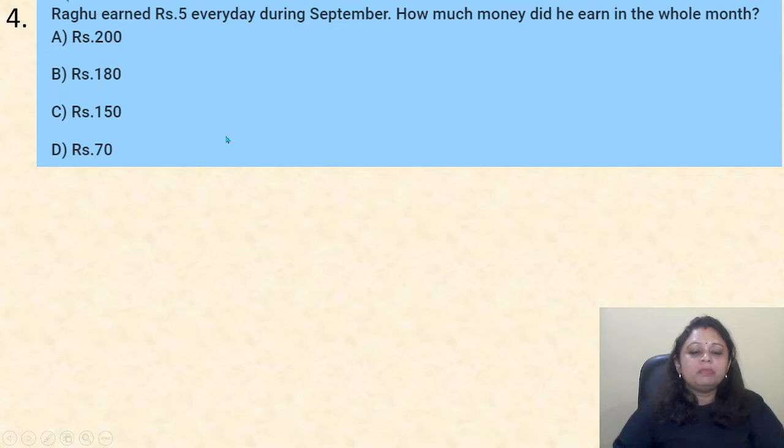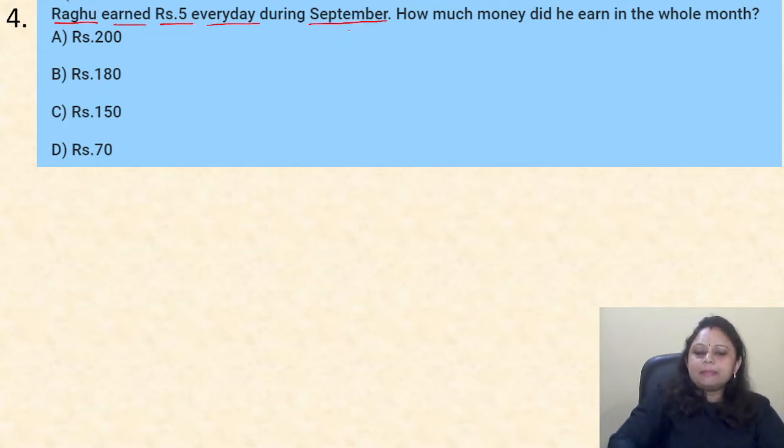Raghu earned rupees 5 every day during September. How much money did he earn in the whole month? Option A rupees 200, B rupees 180, C rupees 150, D rupees 70. So in the question it is given that Raghu earned rupees 5 every day during September. Okay, you know in the September month 30 days are there. Yes? Okay. And we have to find out how much money he earned in the whole month.